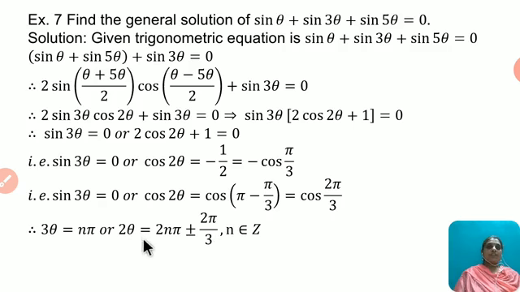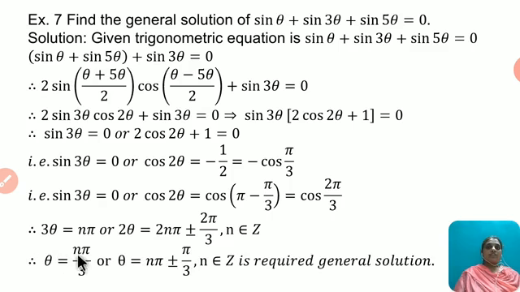Now our aim is to find the value of theta. So in the first solution we divide by 3 and in the second solution we divide by 2. So we get theta is equal to n pi by 3 or theta is equal to n pi plus or minus pi by 3, where n belongs to Z. This is our required general solution for the given trigonometric equation.